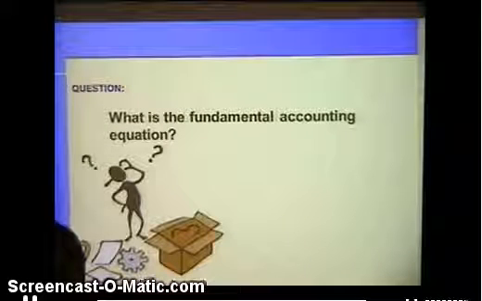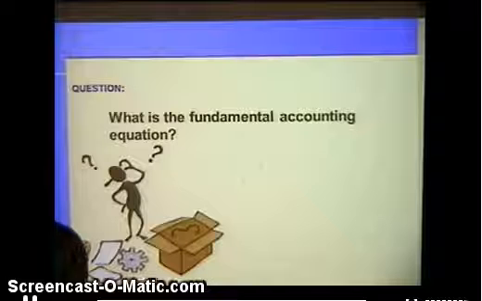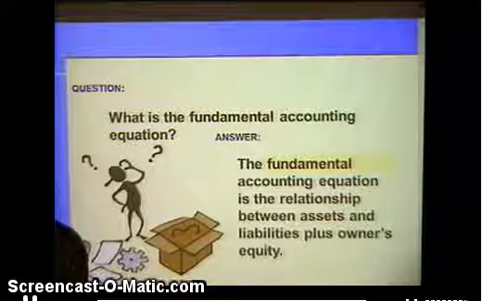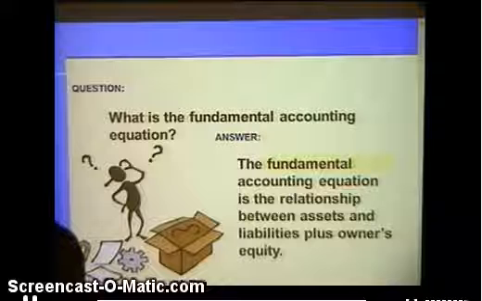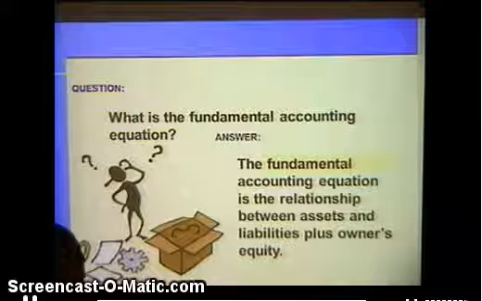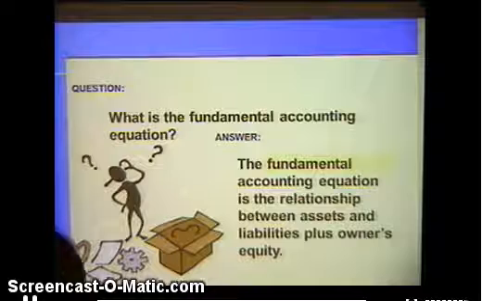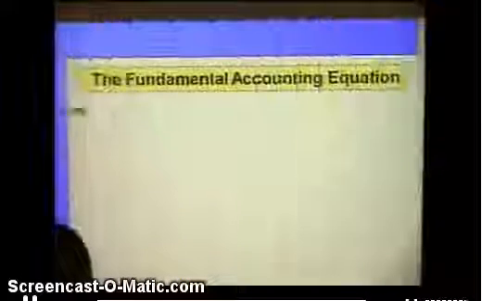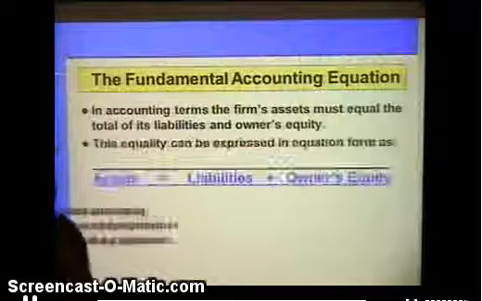The fundamental accounting equation is what? What is it? No, I don't want the name. I want to know what's the equation. Assets equals liabilities plus owner's equity. Yes, that's assets equals liabilities plus owner's equity.